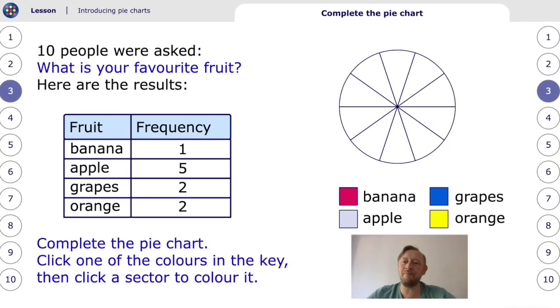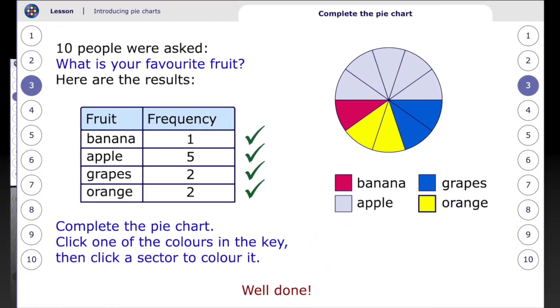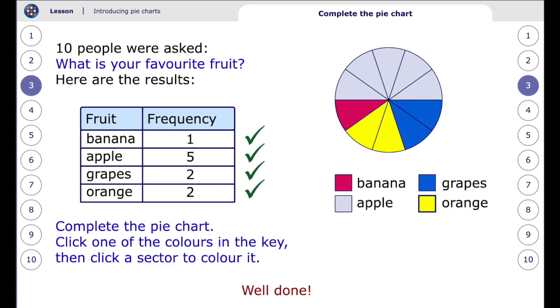In this example here, 10 people have been asked what their favourite fruit is, and you can see the results in the table. Now, if you look at the pie chart, this time it's been split up into 10 sectors because we asked 10 people. Okay, so pause the video and figure out how many sectors will be coloured in the pinky red colour for bananas, how many will be coloured in blue for grapes, how many will be coloured in grey for apples, and how many will be coloured in yellow for orange. So as you can see, 1 banana, so 1 section red or pink, 5 apple, so 5 sections grey, and so on and so forth.